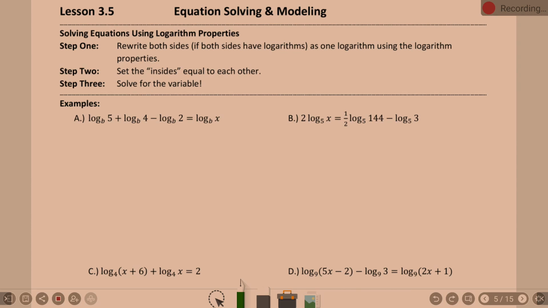Okay. Based on what I just said, what am I going to suggest? Condense. Condense, right? We have 3 logs on the left. I know 3 logs did not go well Friday in notes, but this one's not bad. It's not ugly. What do you know about log base b of 5 plus log base b of 4 minus log base b of 2? Log base b of 7, right? No. Just kidding. Log base b of 5 times 4 divided by 2. So it's 10.